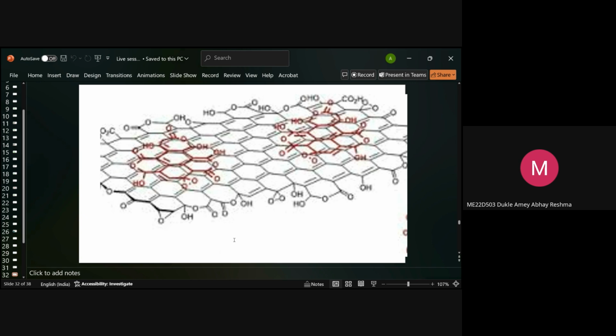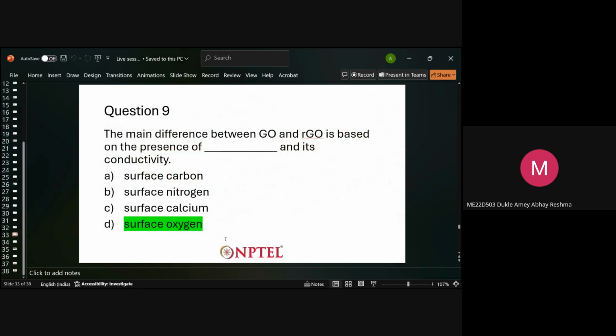On the graphene oxide, you can see the red groups which are there on the graphene oxide. Basically, these are all oxygen groups. So there is a lot of surface oxygen in graphene oxide, which is not there in the reduced graphene oxide. Basically, you remove oxygen from graphene oxide, and then you get the reduced graphene oxide. So the answer is surface oxygen.